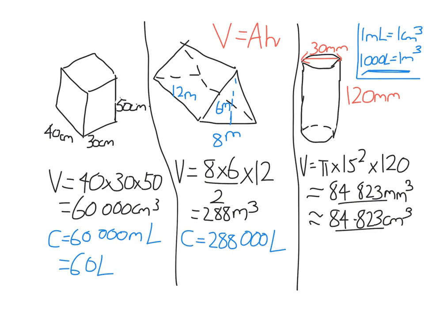So of course, 84.8 centimeters cubed is just 84.823 milliliters, because a centimeter cubed is a milliliter.